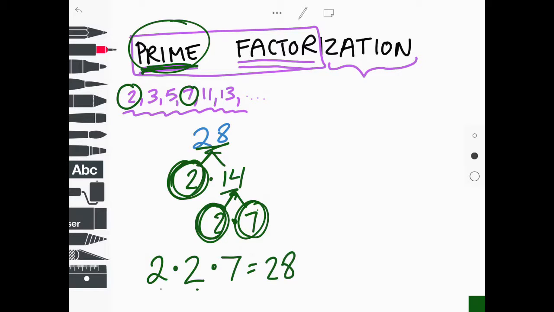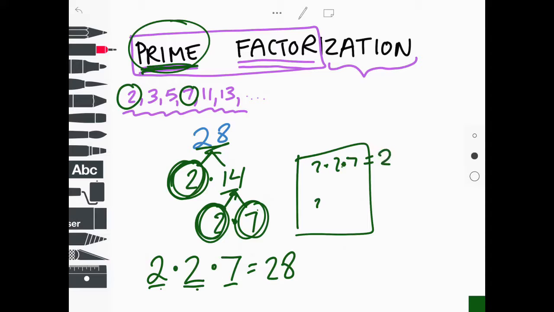And the reason why we call this a prime factorization is because it has all prime factors. But if I were to actually take a calculator and punch in 2 times 2 times 7, it would equal exactly 28, which is pretty cool. Let's do another.